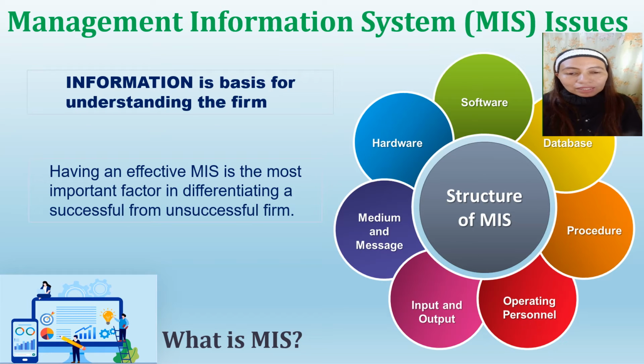Firms that gather, assimilate, and evaluate external and internal information most effectively are gaining competitive advantages over other firms. Thus, information is the basis for understanding the firm. Having an effective MIS, or Management Information System, may be the most important factor in differentiating successful from unsuccessful firms. The process of strategic management is facilitated immensely in firms that have an effective information system.